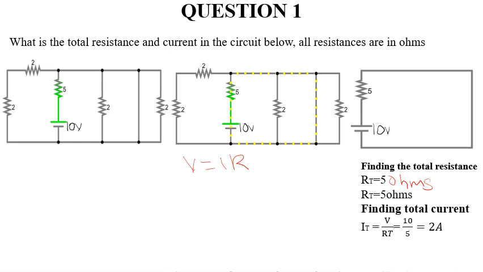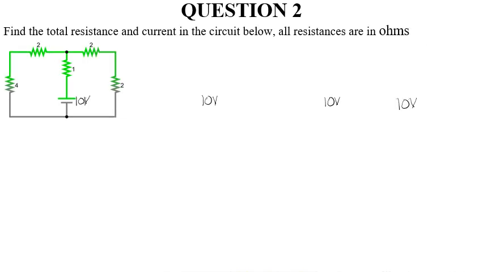Moving to our next question. They said find the total resistance and current in the circuit below. All resistances are in ohms. The same thing here: I'll solve this question with a simulation, and we'll also solve it in the normal way.